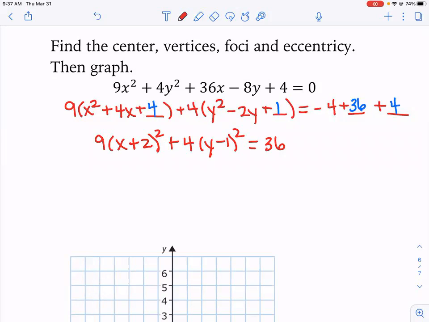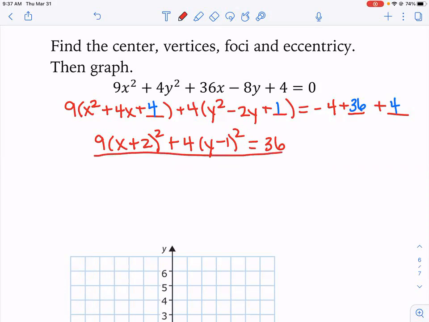Where are you lost from? The blue ones? This? Yeah. So this factors to x plus 2 times x plus 2, so I write x plus 2 squared. This factors to y minus 1 times y minus 1.